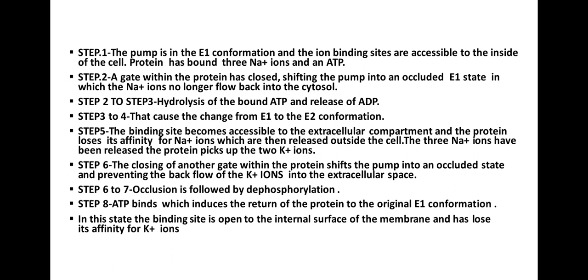Step 3 to 4 causes the change from E1 to E2 conformation. Step 5, the binding site becomes accessible to the extracellular compartment and the protein loses its affinity for Na+ ions, which are then released outside the cell. The 3 Na+ ions are released and the protein picks up 2 K+ ions. The closing of another gate within the protein shifts the pump into an occluded state and prevents the backflow of the K+ ions into the extracellular space.